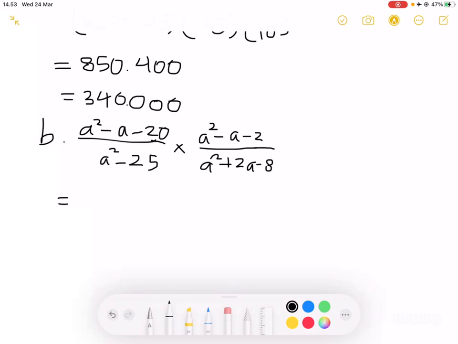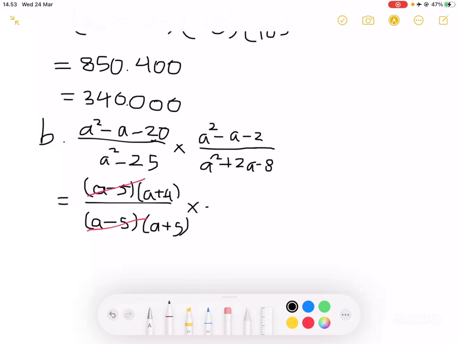Now the first thing you might want to consider is to factor each of these trinomials, and you can do that. So notice that the first part of this will factor as a minus 5 times a plus 4. So that's the factoring. While the bottom part is a difference of two squares, that will be a minus 5 times a plus 5. And you notice immediately that the a minus 5s will cancel.